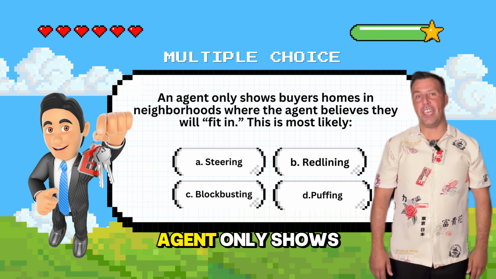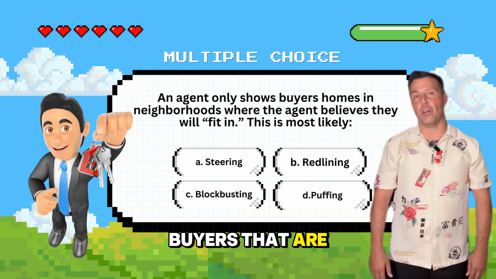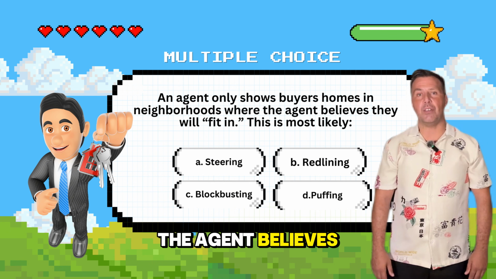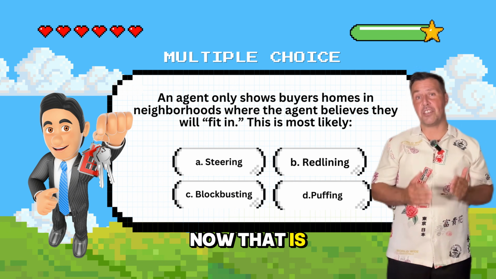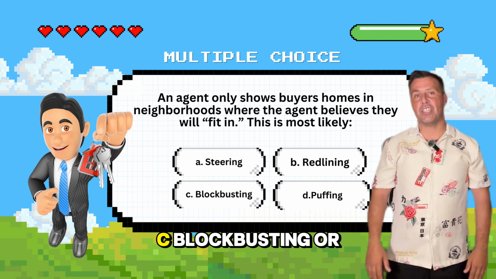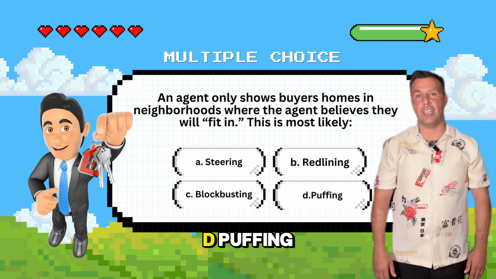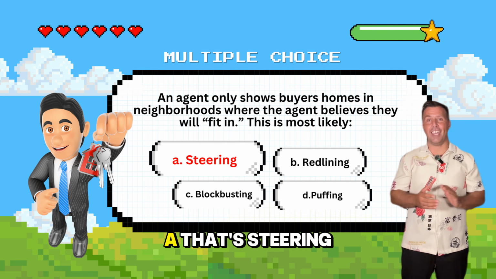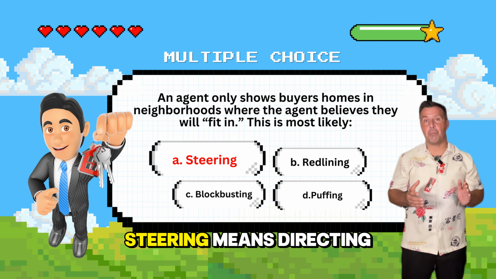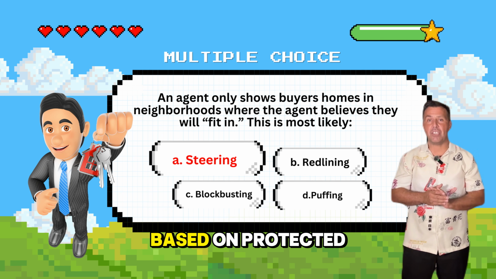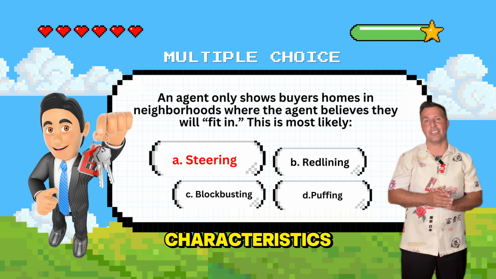Question 41. An agent shows buyers only homes in neighborhoods where the agent believes they will fit in. Now that is most likely A, steering, B, redlining, C, blockbusting, or D, puffing? The answer is A. That's steering. Steering means directing buyers towards or away from neighborhoods based on protected characteristics.